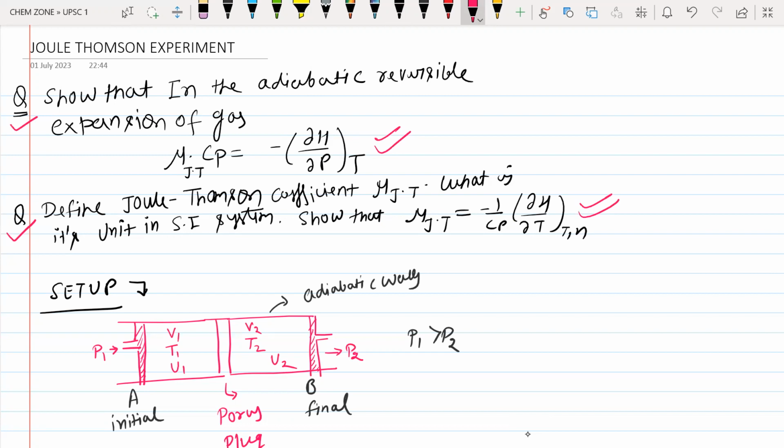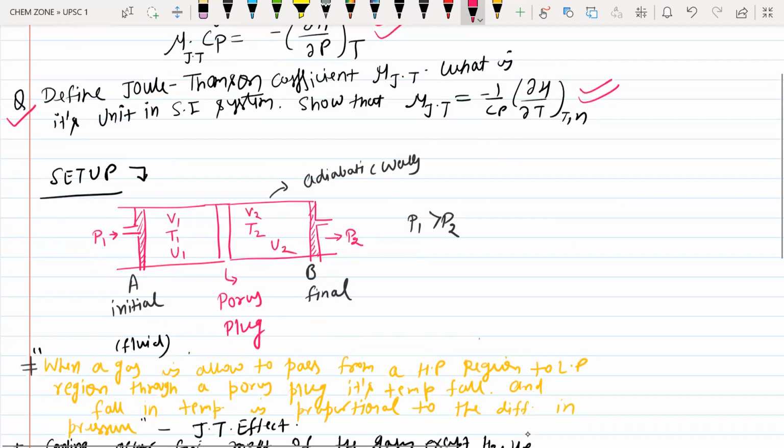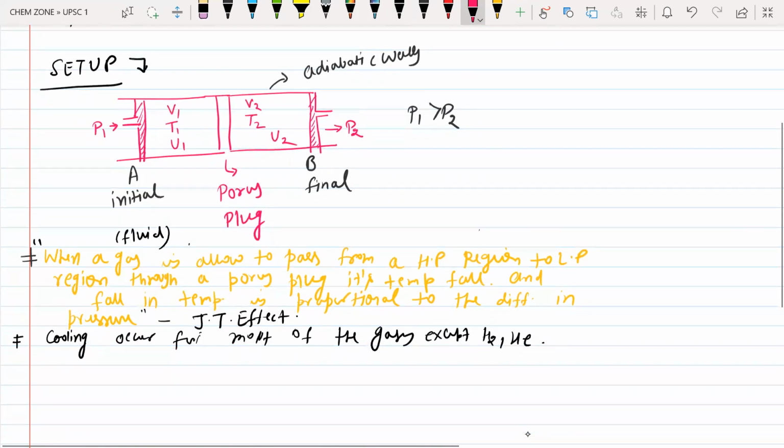This is the expression which is repeatedly asked during the previous year exams. So let's discuss how this expression comes, how we need to write the answers, and what other questions can be asked from this topic. First of all, we need to understand what the Joule Thomson effect is.